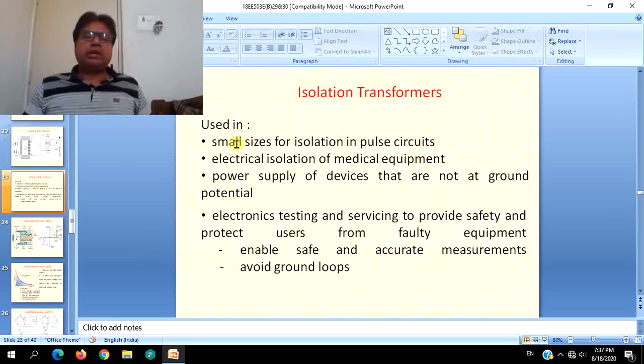When compared to other transformers, these are very small in size, that is, not only in volume but also in ratings. And they are mostly 1:1 ratio.